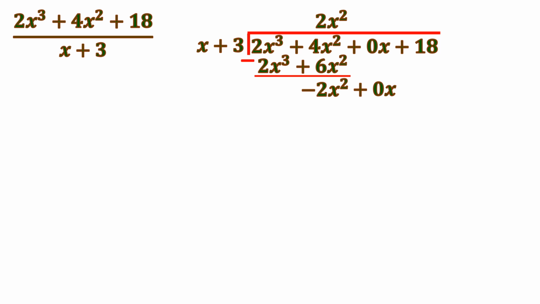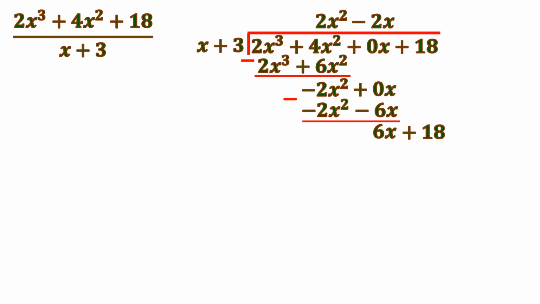Then let us continue dividing. Negative 2x squared divided by x, so it will be negative 2x. Then distribute. Negative 2x times x is negative 2x squared. Negative 2x times 3 is negative 6x. Then let us subtract. Negative 2x squared minus negative 2x squared is 0. 0x minus negative 6x, which is the same as 0x plus positive 6x. It will be positive 6x. Bring down plus 18 or positive 18.